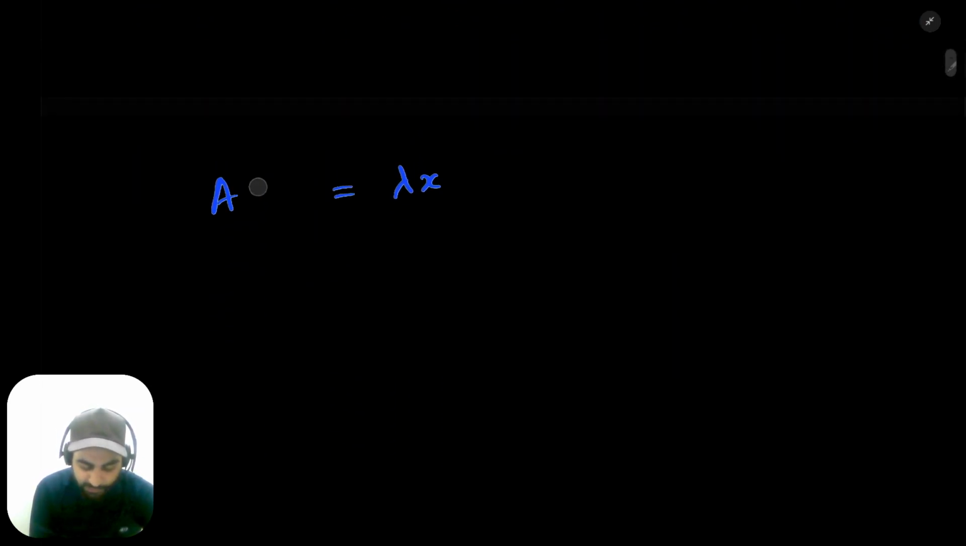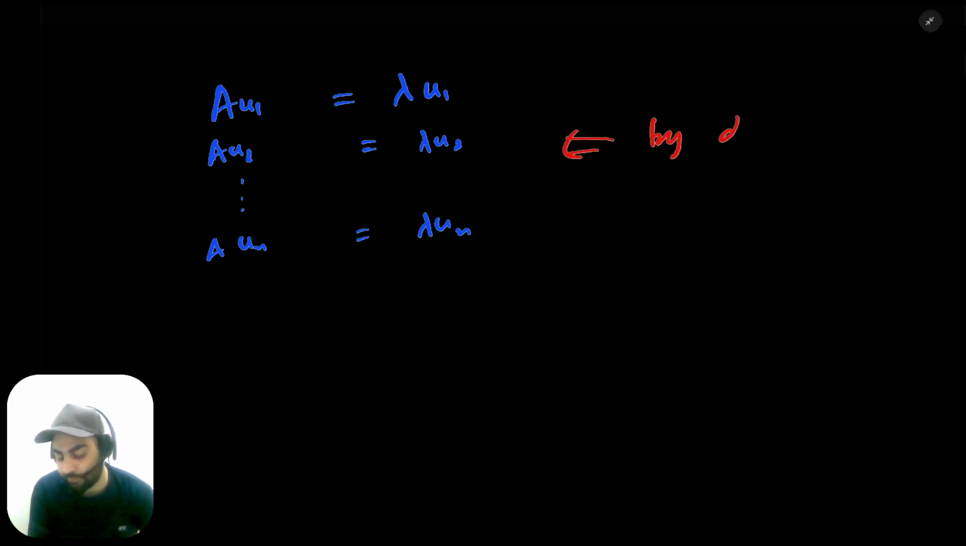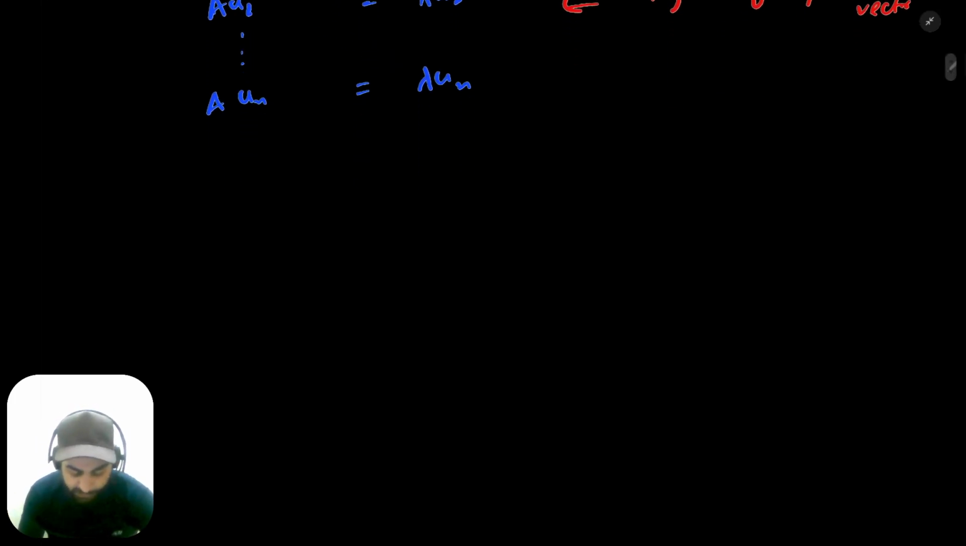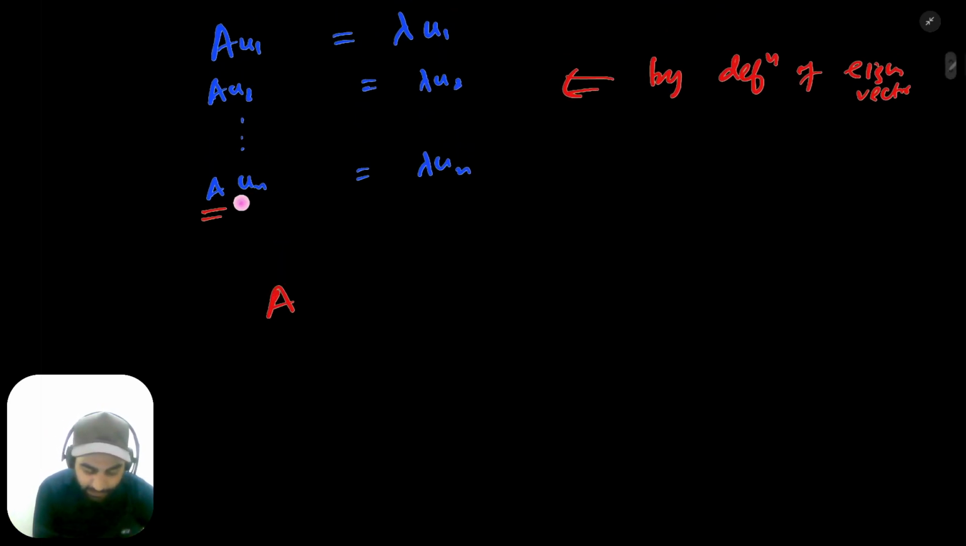We know that A x is equal to lambda x. So here, taking u, A u1 will be equal to lambda 1 u1. Similarly, A u2 will be equal to lambda 2 u2, and till A un, which will be equal to lambda n un. This is by the definition of what eigenvectors are. If you agree with this, what I'm doing is taking this A like this and clubbing these matrices together.